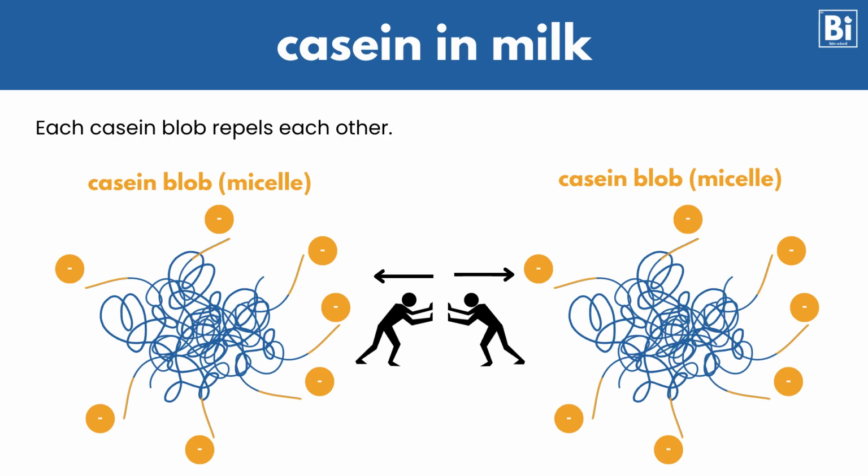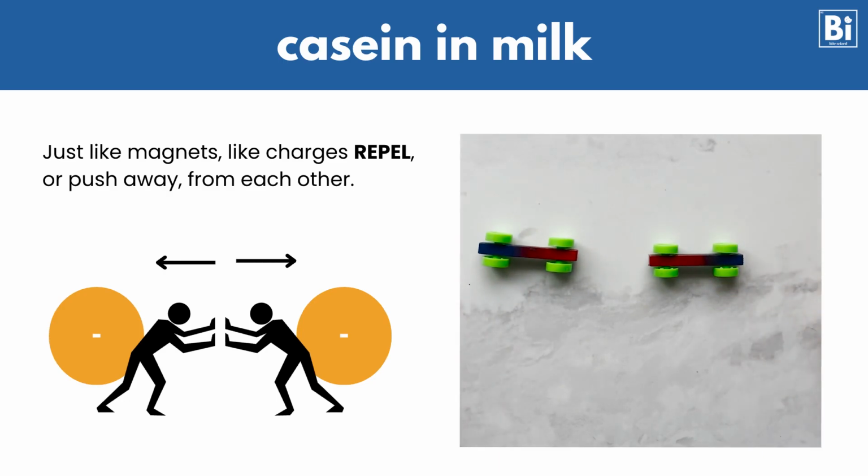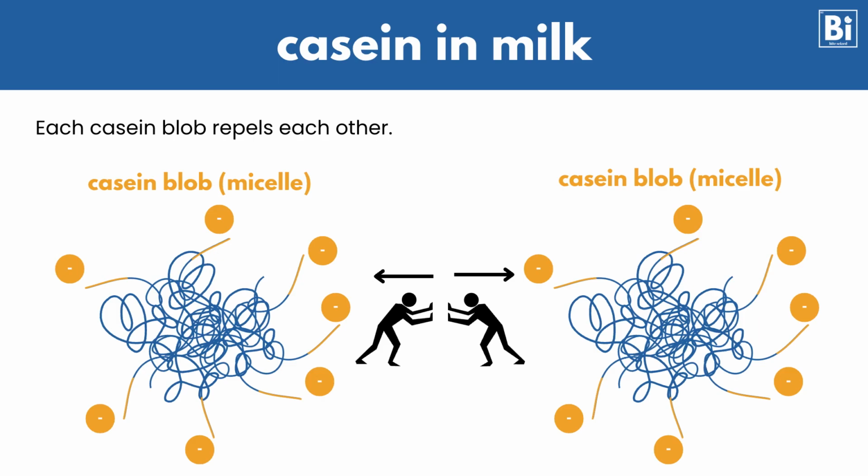The negative charges on the outside of the casein blob mean that when one casein blob comes near another casein blob, they'll repel each other. That's because like charges repel or push away from each other, just like we would see with magnets. So we have these blobs of casein proteins that are repelling each other in milk.